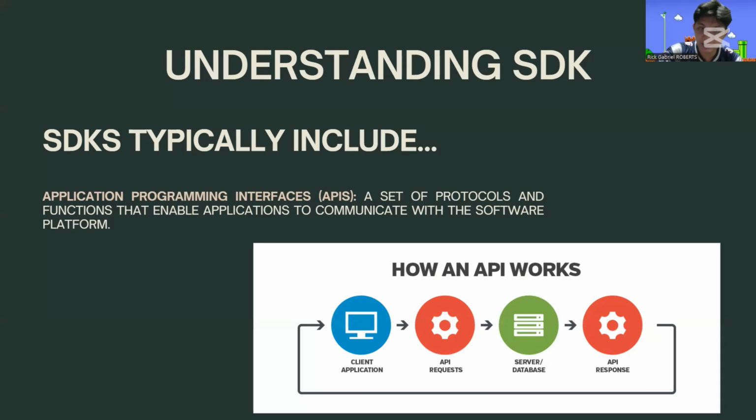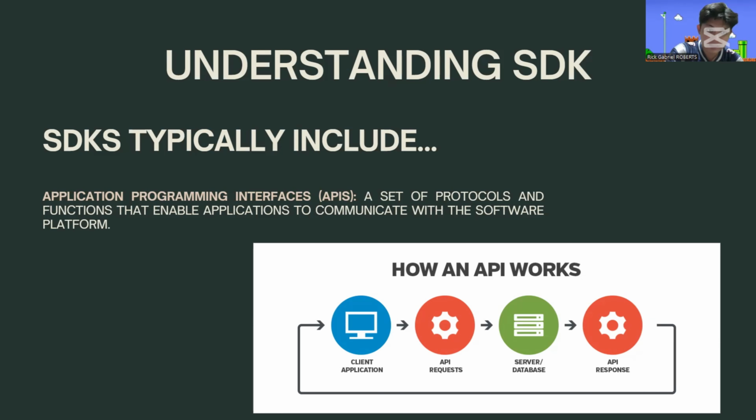Now, SDK typically includes number one, application programming interfaces or APIs. An API is like a messenger that allows different apps or software to talk to each other and share information. APIs provide a set of rules and functions that apps follow to request and receive data from the system. It's like retrieving weather updates, processing payments, or displaying maps in an app. This allows developers to add features without building everything from scratch.